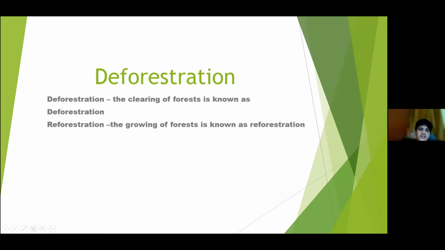Deforestation. Deforestation means the clearing of forest, which means cutting trees down. Deforestation generally occurs to make space to build something on that particular space.